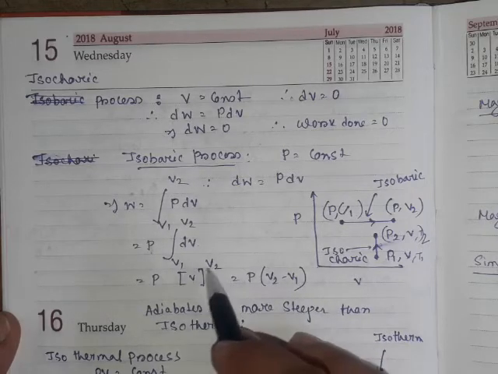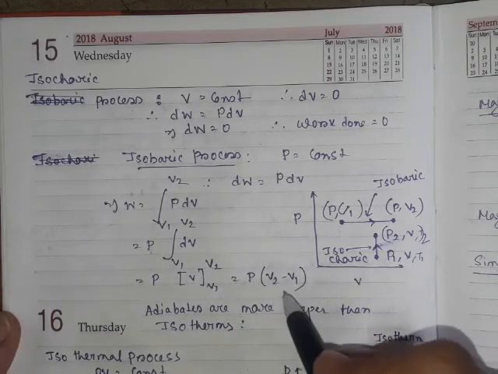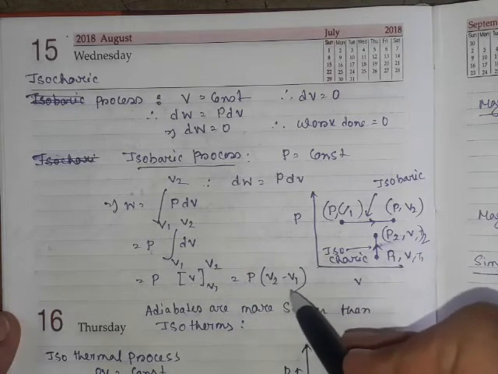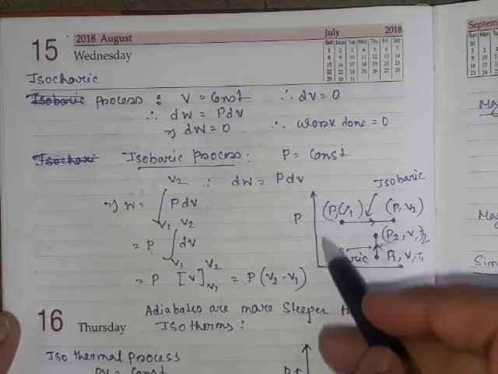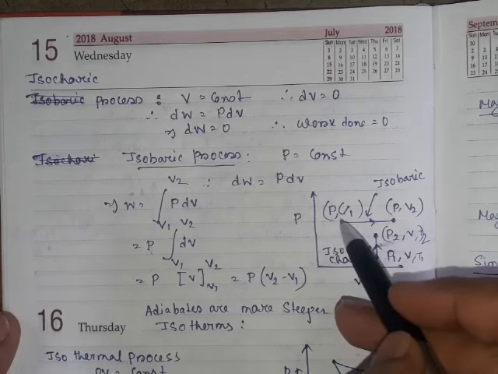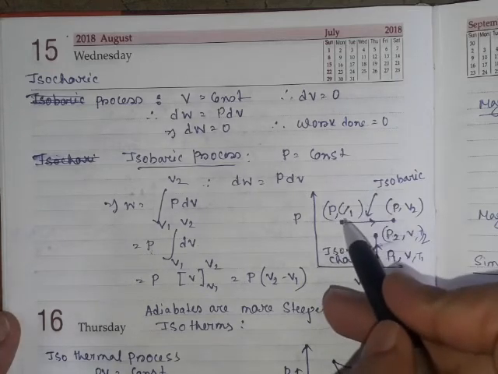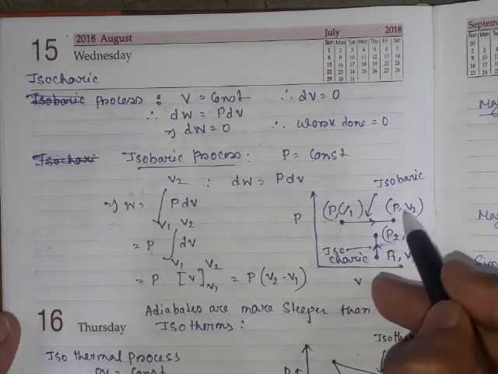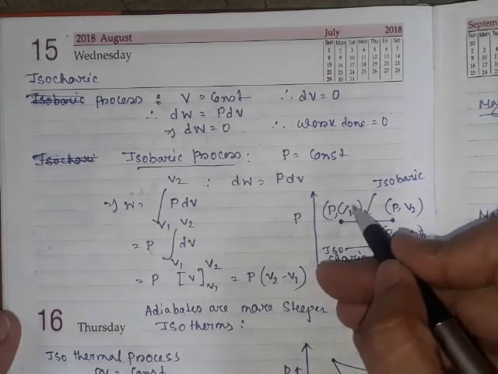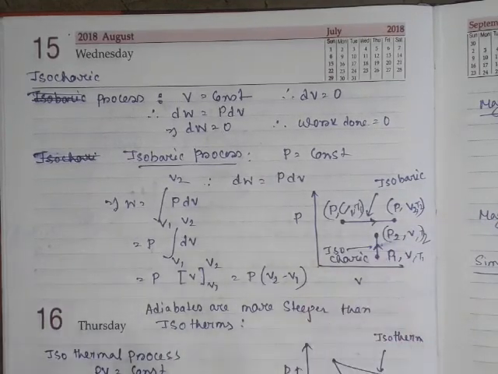Just put the upper limit, then minus the lower limit, and you will get V2 minus V1. So it is quite simple to find the work done for an isobaric process. In the PV diagram, it is a line parallel to the volume axis. Since pressure is constant, it starts from P, V1 and ends at P, V2, with temperature going from T1 to T2. So this is an isobaric process.